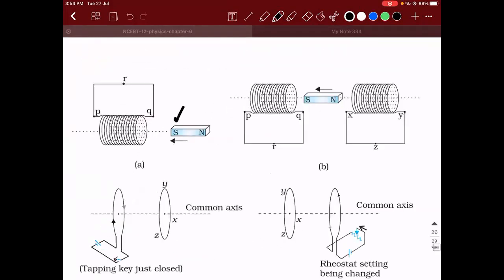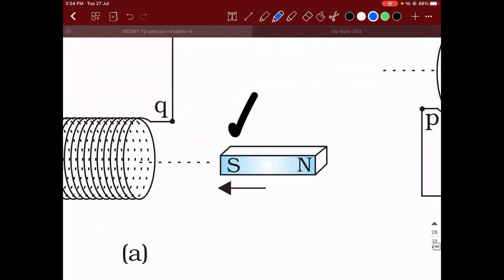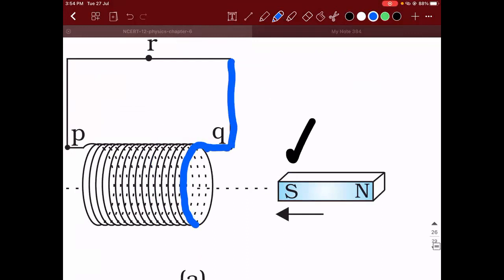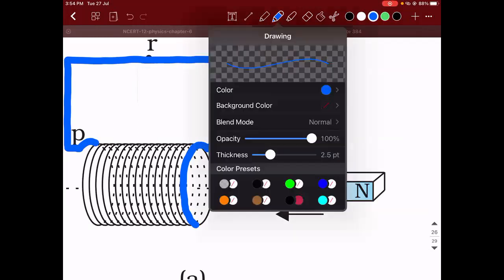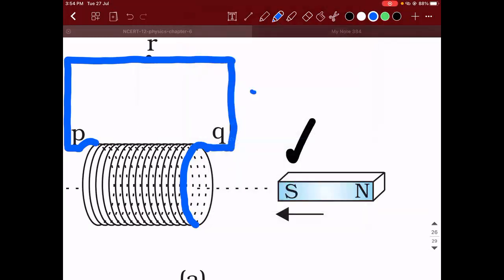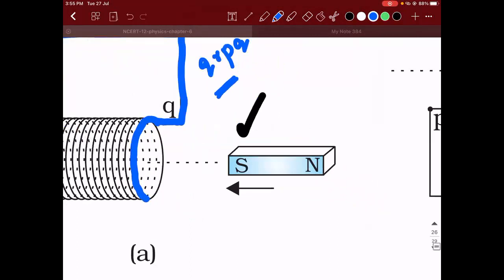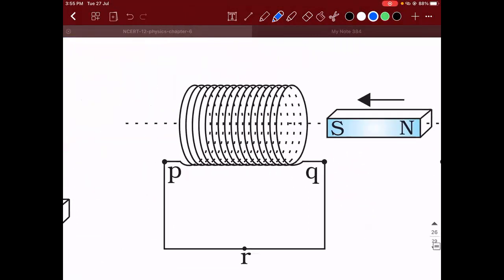When I zoom it, I'm able to observe that when the current is in the clockwise direction, first the current will go in this way, and then it will enter the loop here. Right, when that is the case, what will be the direction of induced current? Q R P Q. Okay, using the same logic, you guys solve this problem and tell me.